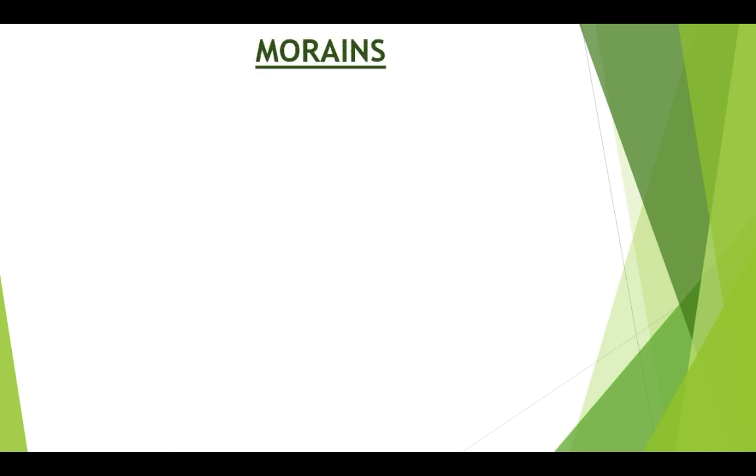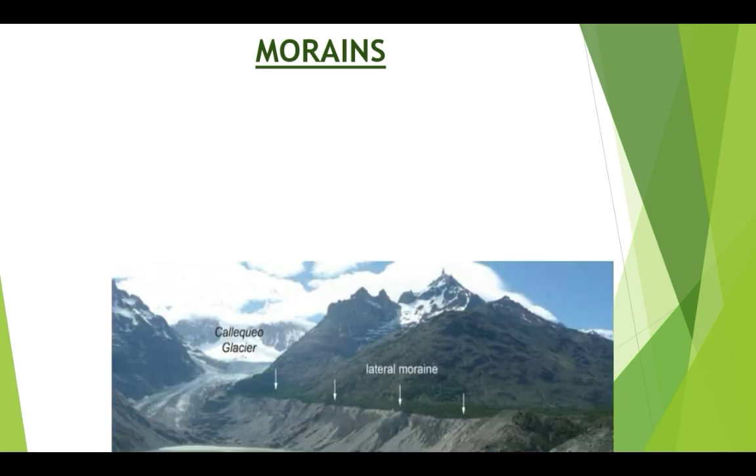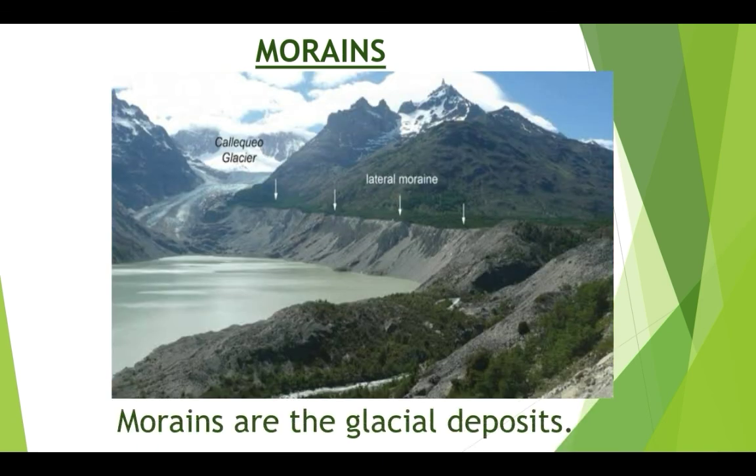First glacier feature is moraines. Moraines are glacial deposits. These are formed because of the deposits brought down by the glaciers.